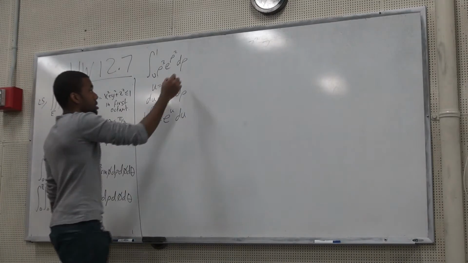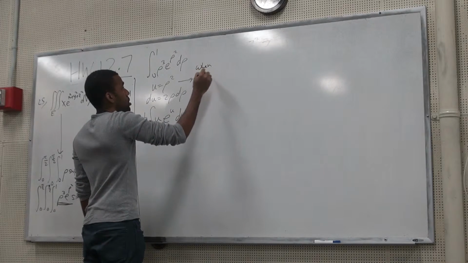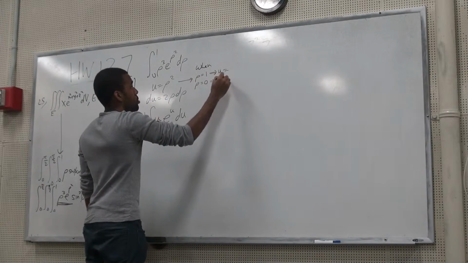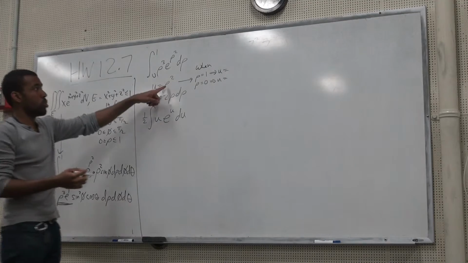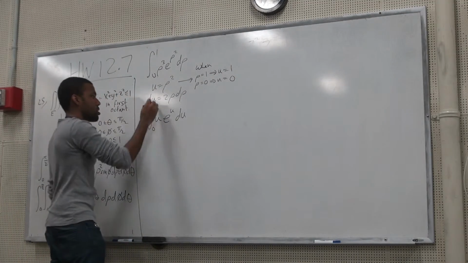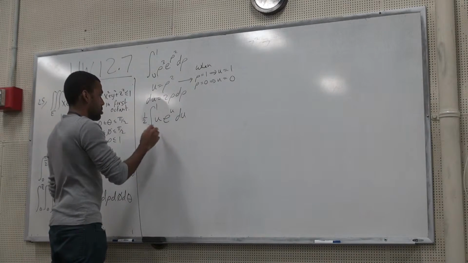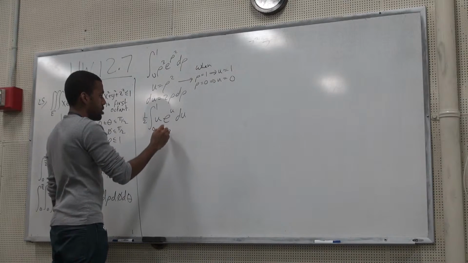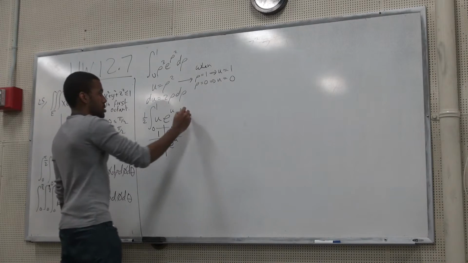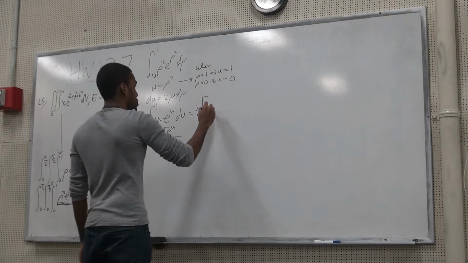And what are my new limits? When rho equals 1, I plug in 1 here, my u is also 1. If rho is 0, my u is also 0. So this is still 0 to 1. And so this is, let's do the tabular method, e to the u, e to the u. So this is 1/2 times u e to the u.